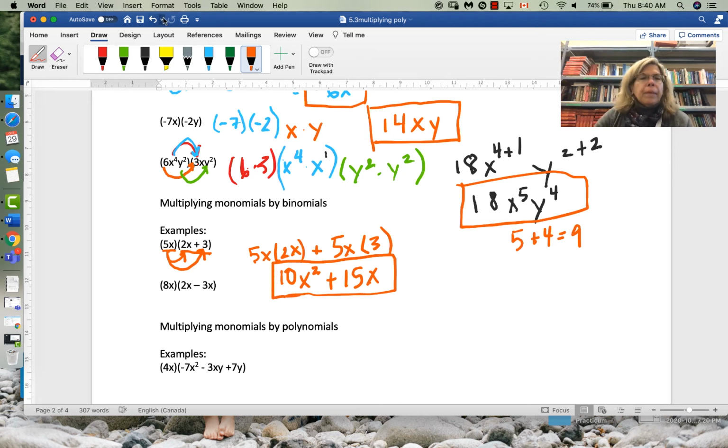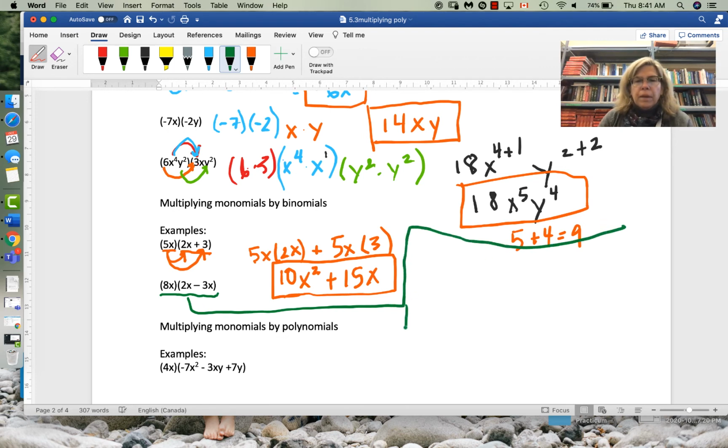Okay, and one more here. Let's see. 8x times 2x minus 3. Well, so what do you do with that? I'm actually going to bring you over here because I've run out of room there. Okay. So you have 8x times 2x, minus, keep the sign, 8x times 3.